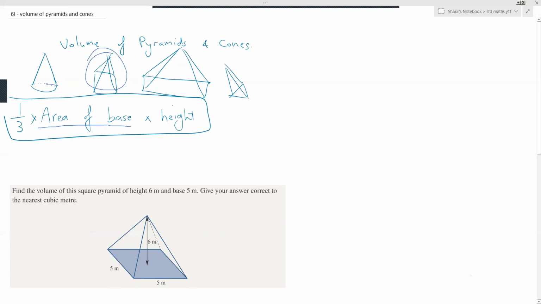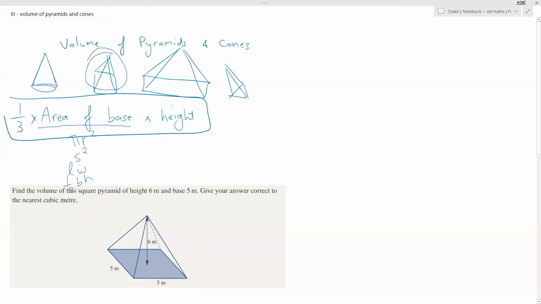If it's a cone, the area of the base is going to be pi r squared. If it's a square, it's going to be s squared, in other words, one of the sides of the square squared. And if it's a rectangle, length times width. How do you find the area of the base? If it's a circle, pi r squared. If it's a square, s squared, because all the sides are equal, right? And if it's a rectangle, length times width. And if it's a triangular pyramid, half times base times height.